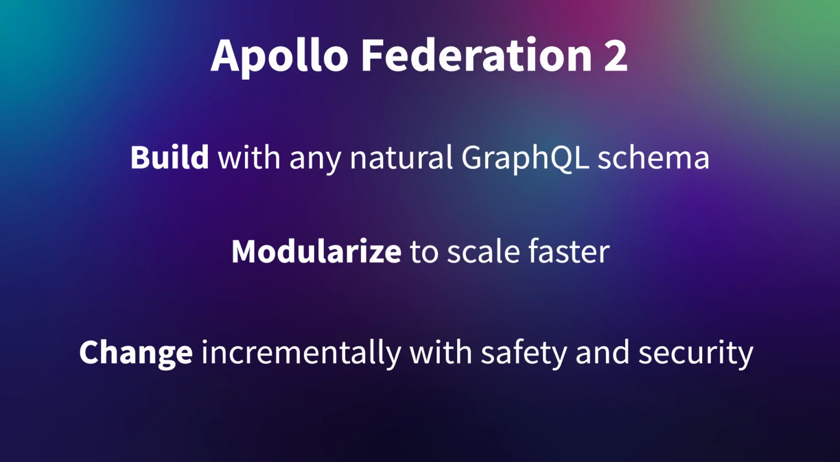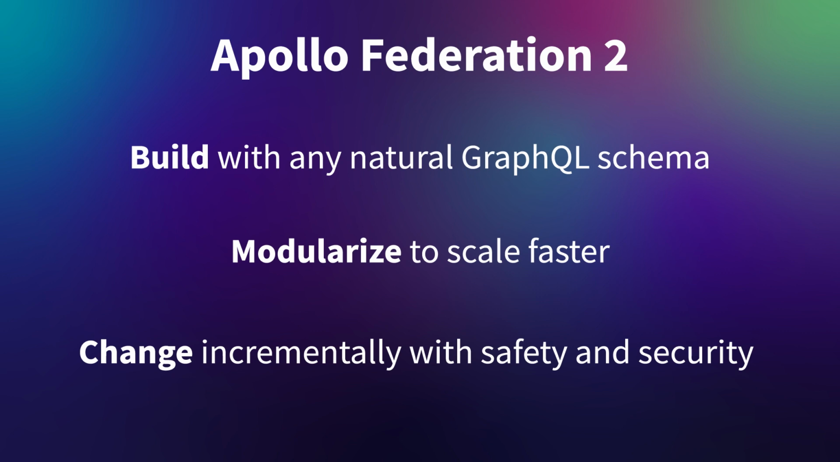Federation 2 is simpler and more approachable for new teams with a more natural GraphQL experience, first-class support for interfaces, and everything you expect from GraphQL. It supports smaller incremental changes to enable you to ship faster with support for shared value types, type merging, and reduced cross-team delivery coordination to scale faster.